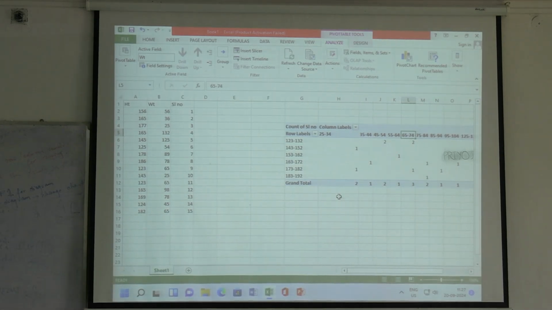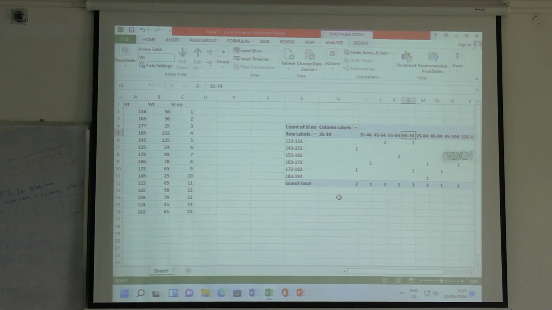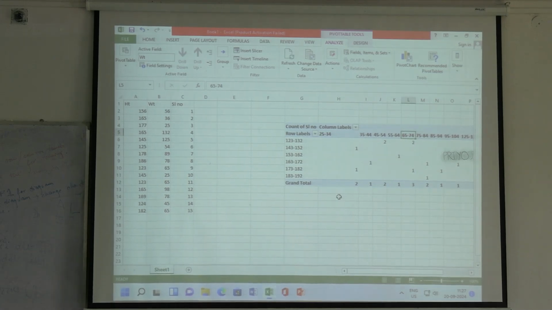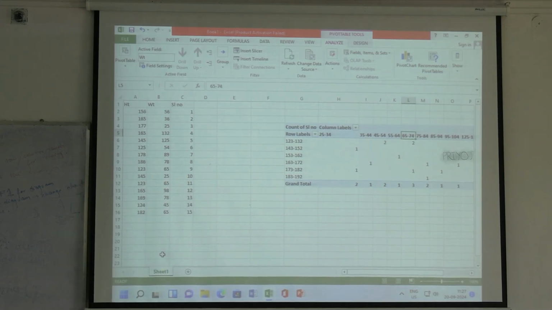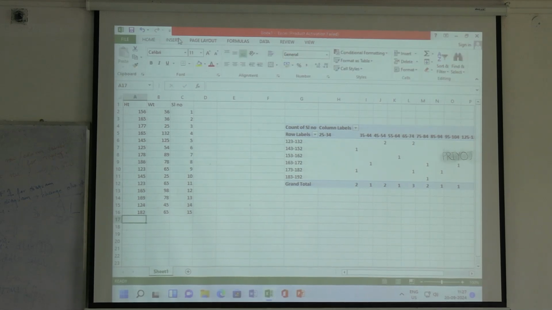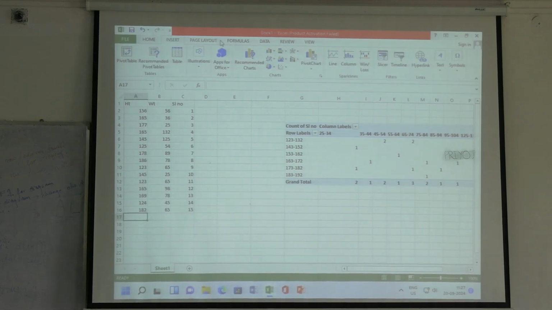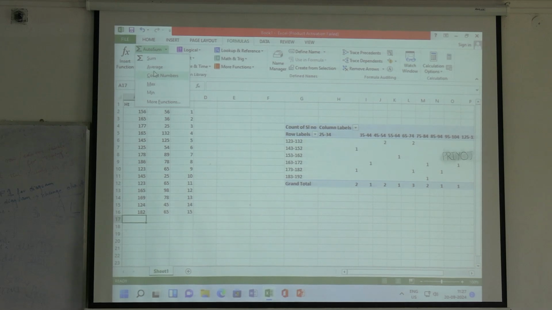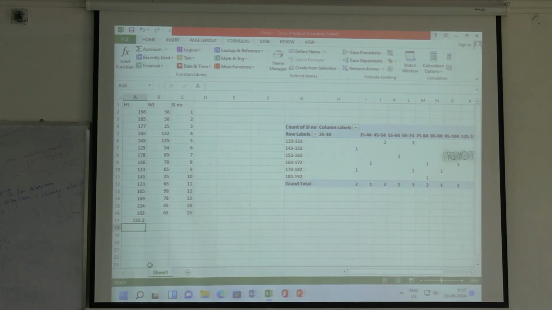Now, the rest of descriptive statistics you can do on your own. I taught you the day before how to find the average. Just insert with the formulas, auto sum, and go to average. It's going to give you the average. Correct? This is the mean.